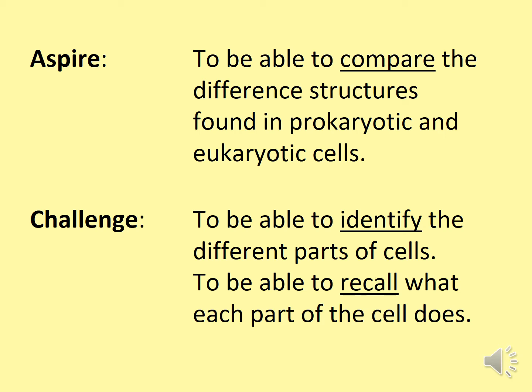So in this lesson, the outcomes will be, first of all, the challenge to be able to identify different parts of the cell and to be able to recall what each part of the cell does. That's going to be essential, and we won't be able to move on to the Aspire until we've got that bit nailed properly. For the Aspire, to be able to compare the different structures found in, and these are new words to you possibly, prokaryotic and eukaryotic cells.